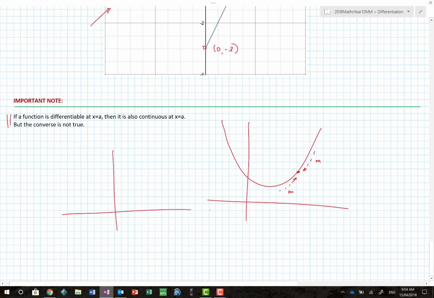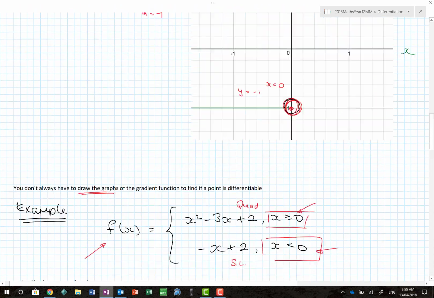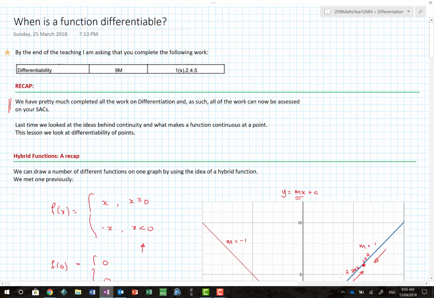But here, at the point (0, 0), it was continuous, but it was not differentiable. A really interesting point there for an exam. Hopefully that made perfect sense. Hopefully it was not as clear as mud, or was more useful than a chocolate teapot. If not, well, I've done my best.